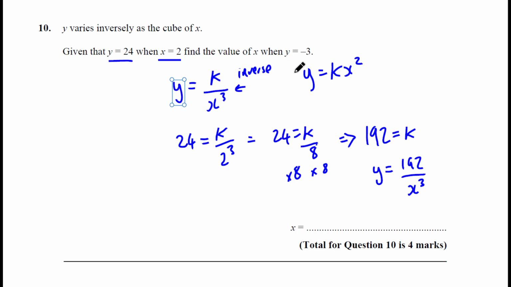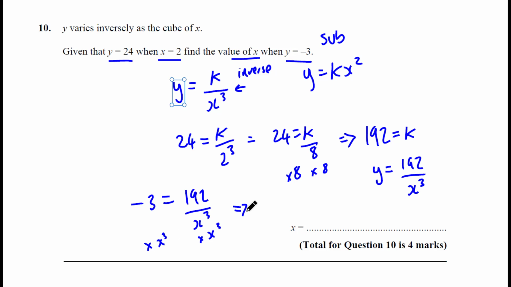So now all we need to do is find the value of x when y equals minus 3, so we sub that in. Just because space wise, we're going to get y equals minus 3 equals 192 over x cubed. Now remember in the exam, try to line up your work neatly so the examiner can follow your work. Now we're going to multiply x cubed to the top. We get minus 3x cubed equals 192.